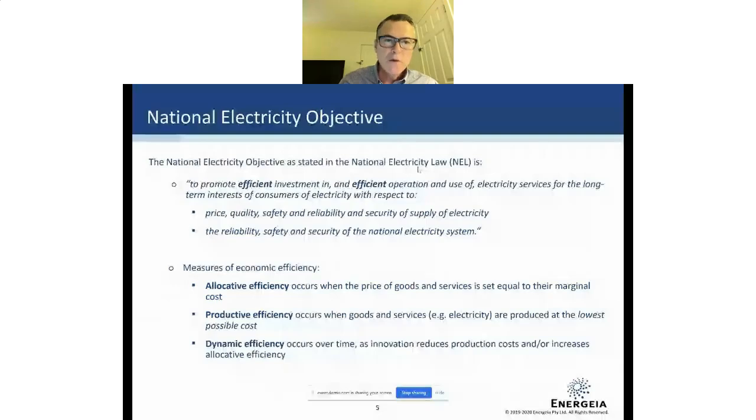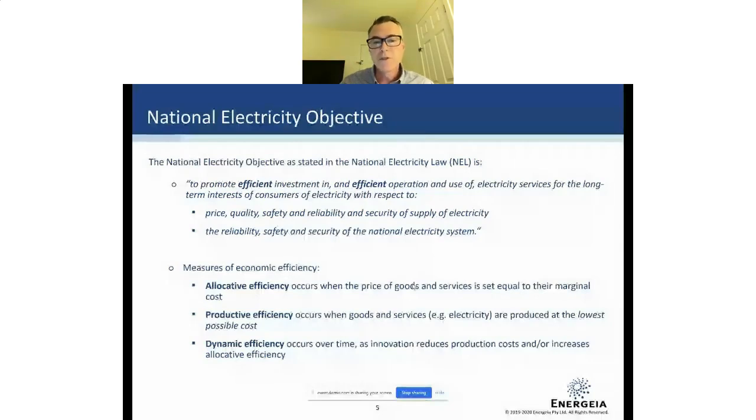The NEO itself is there to promote the efficient investment in and efficient operation and use of electricity for the long-term interests of consumers, with respect to, i.e., holding constant price, quality, safety, reliability, security of supply of electricity, and the reliability, safety, and security of the national electricity system. Now, we've highlighted efficient here, right? And efficiency generally has three common definitions. There's allocative efficiency, which occurs when the price of goods and services is set equal to their marginal cost. And this is why cost-reflective pricing is so important to the efficient operation of the energy system.